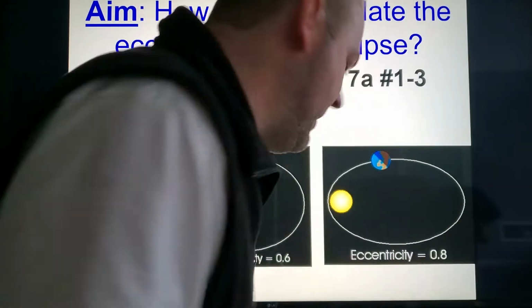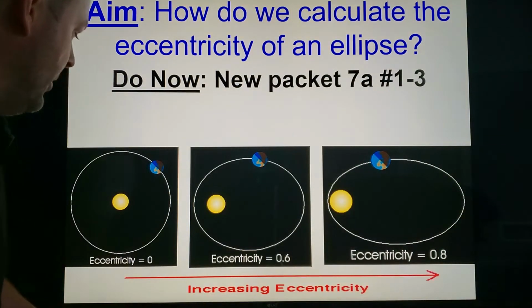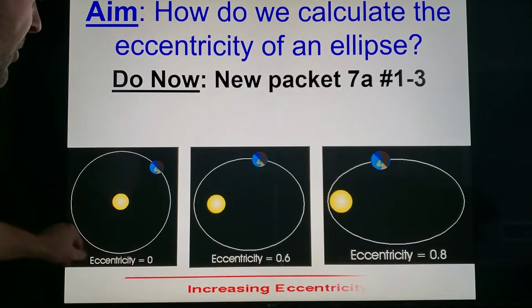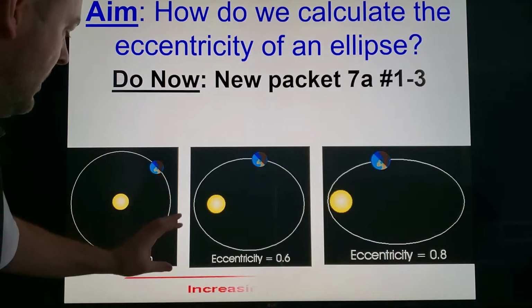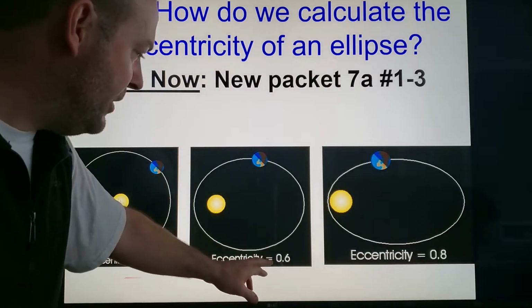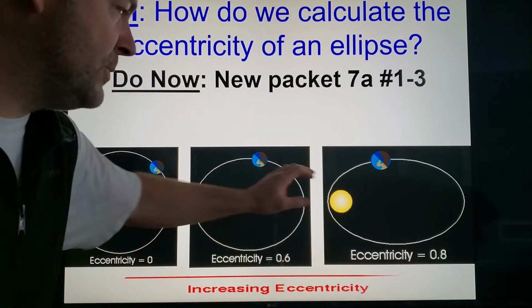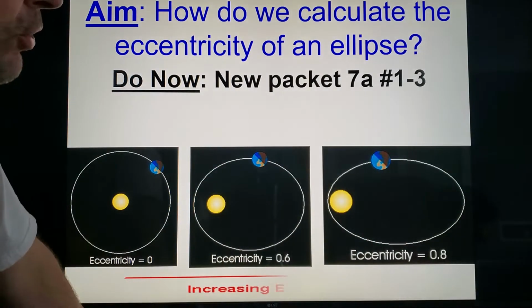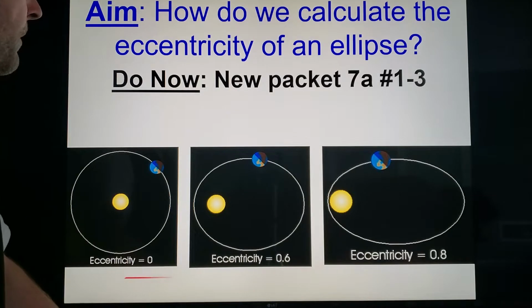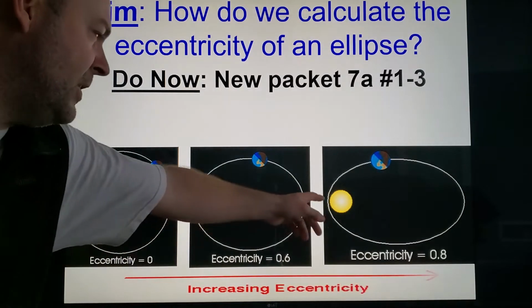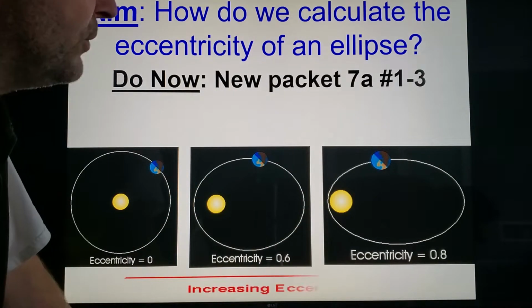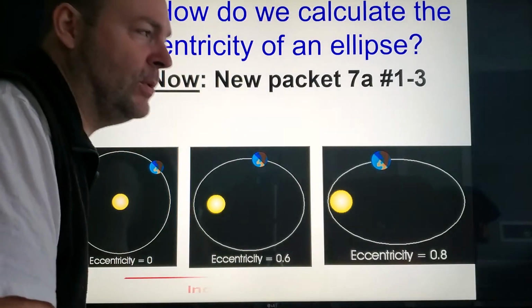If you look on the bottom here, you can see an eccentricity of 0 is a perfect circle, and as you increase your eccentricity, at 0.6, 0.8, it becomes more oval-shaped. You can't go greater than 1, and we'll talk about that. You also notice the position of the sun is at a different point. That's called a focal point, and we'll chat about that as well.